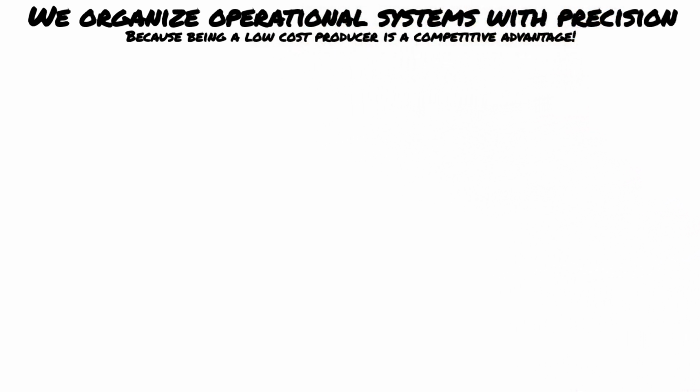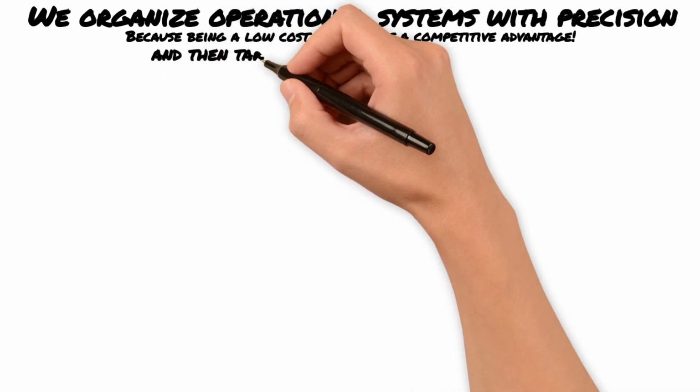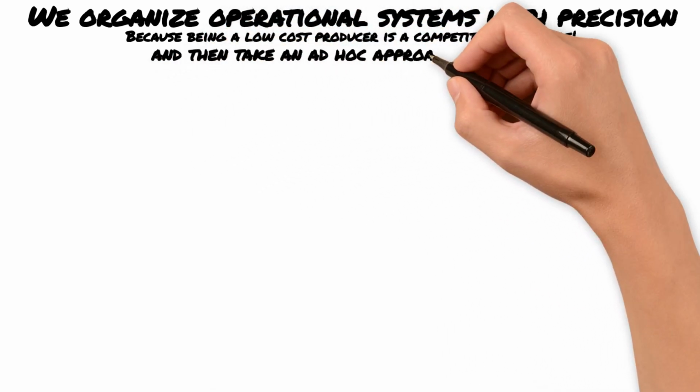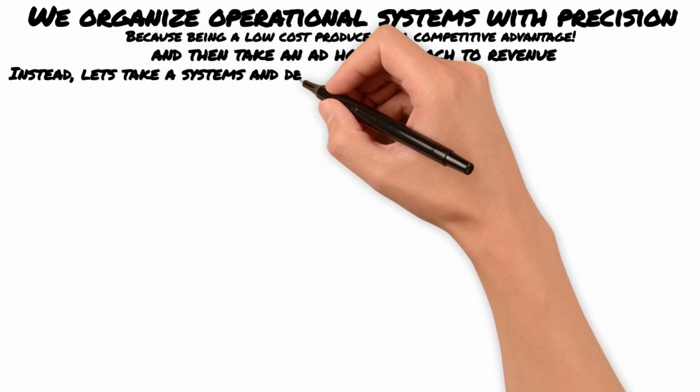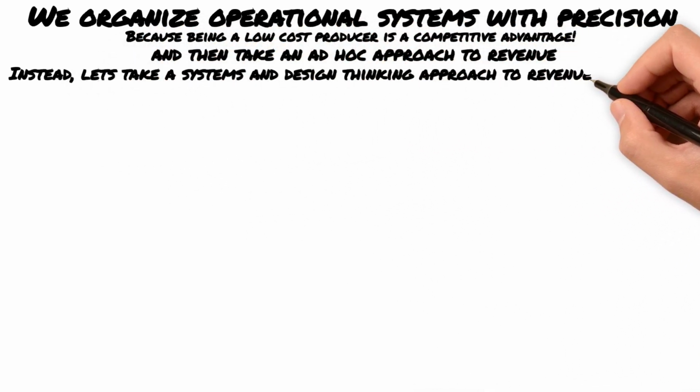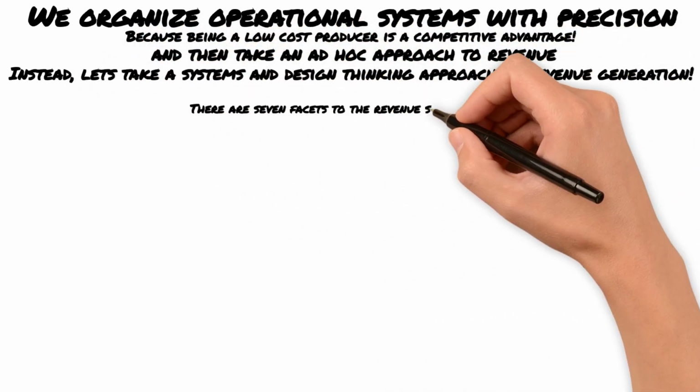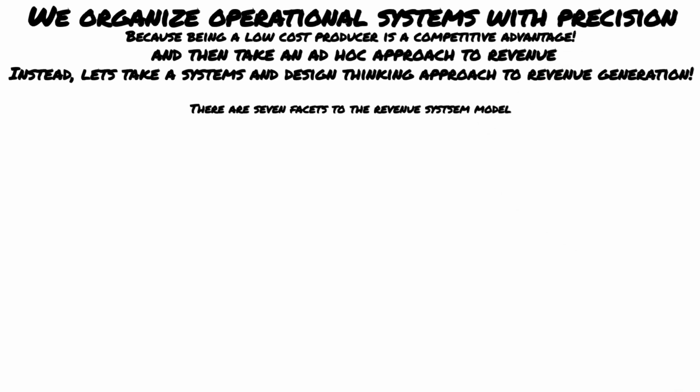Because being a low-cost producer and operator is a competitive advantage, we go to great lengths to define, organize, and improve operational systems. At the same time, we take an ad hoc approach to revenue. I've always wanted to change this, so I developed the revenue system model so my clients could take a systematic approach to revenue generation. There are 7 facets to the revenue system model.